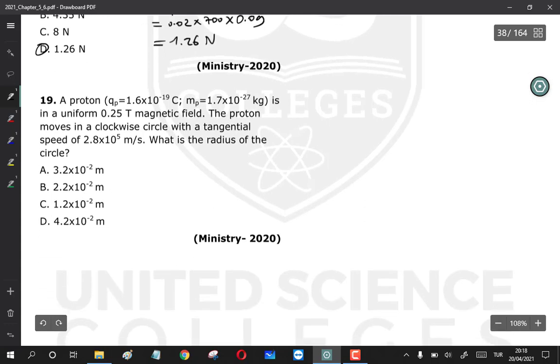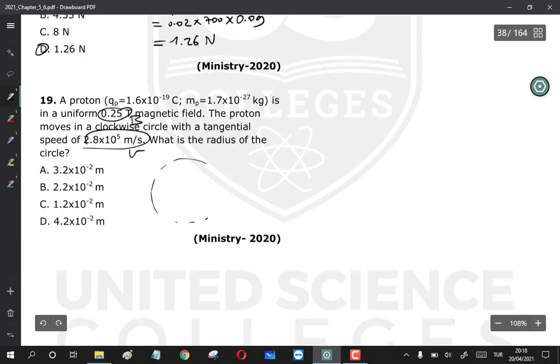A proton, charge is given, mass is given, is in a uniform magnetic field. This is the magnetic field intensity B. The proton moves in a clockwise circle with a tangential speed of 2.8 times 10 to the power of 5. This is V. What is the radius of the circle?